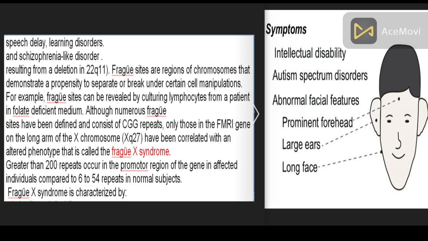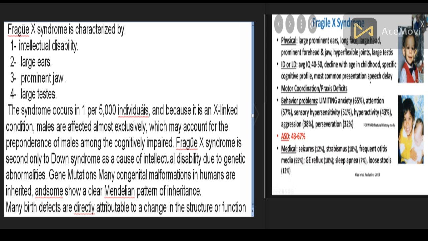repeats in normal subjects. Fragile X syndrome is characterized by 1. Intellectual disability, 2. Large ears, 3. Prominent jaw, 4. Large testes. The syndrome occurs in 1 per 5,000 individuals, and because it is an X-linked condition, males are affected almost exclusively, which may account for the preponderance of males among the cognitively impaired. Fragile X syndrome is second only to Down syndrome as a cause of intellectual disability due to genetic abnormalities.